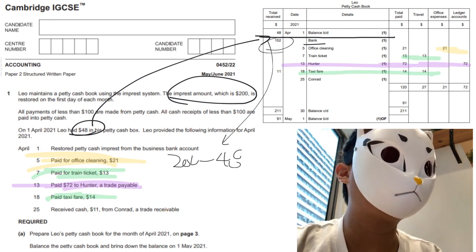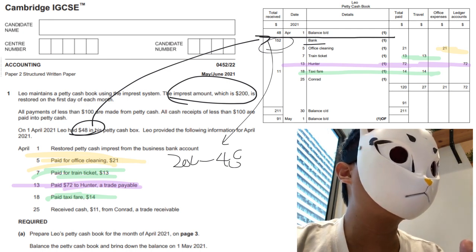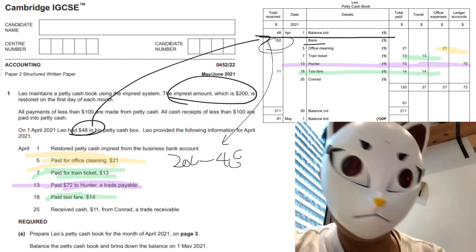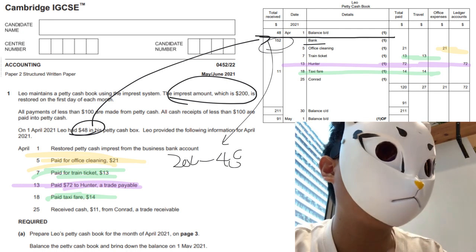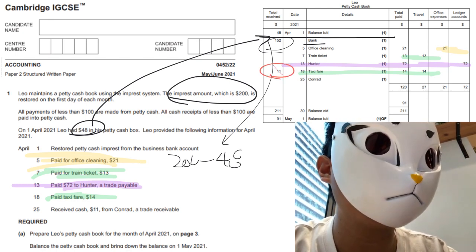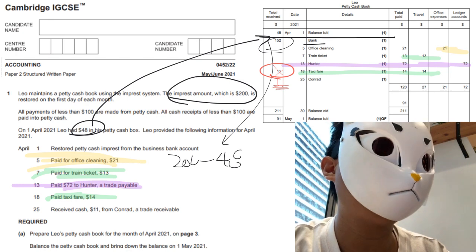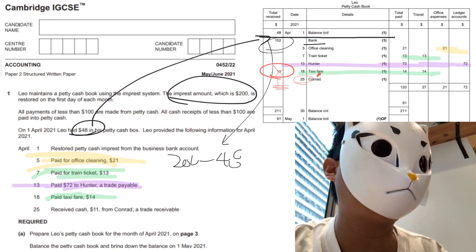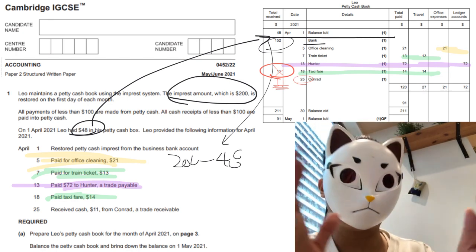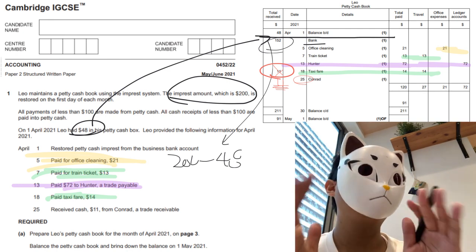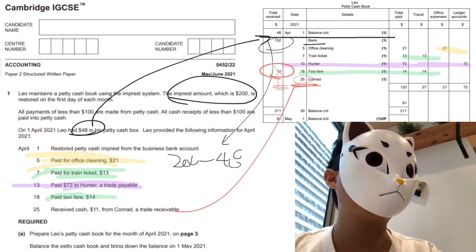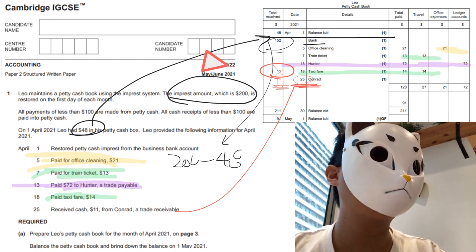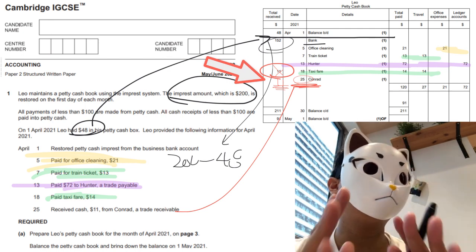For the receive cash, you have to be very careful, because the marking guideline has shown a wrong example. This $11 should not be put in here. It should be put in here, to match the date. If the $11 is put in here, it will match with the taxi fare. It's wrong. So remember that the marking guide is not always correct. Be careful. The $11 you put here. So this is how we do it.